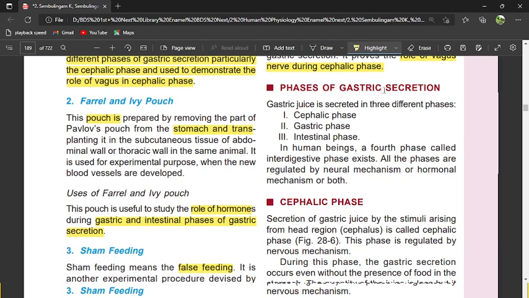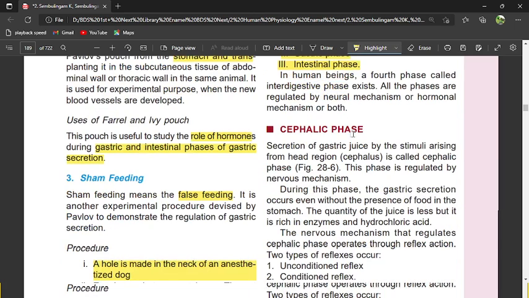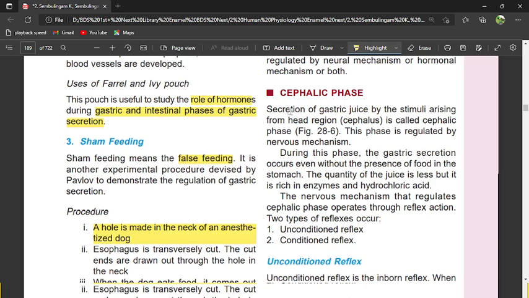Then what are the phases of gastric secretion? Gastric secretion occurs through three different phases: the cephalic phase, the gastric phase, and the intestinal phase. In human beings, a fourth phase is called the interdigestive phase. All the phases are regulated by neural and hormonal mechanisms.